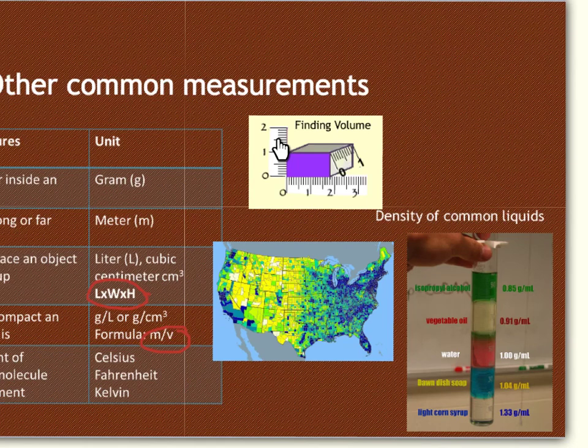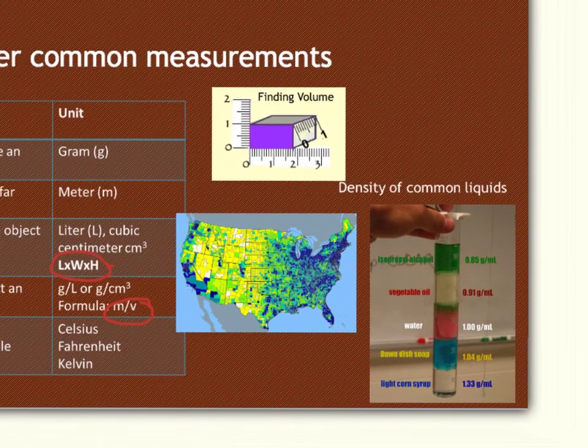Okay, and then I've got a couple of, I like them, cool pictures that show density. So this map shows population density, so you can see the most populated areas are the darkest ones. So those are compact with people.